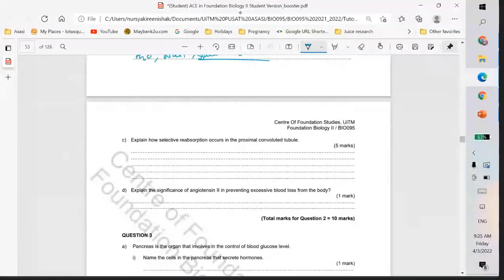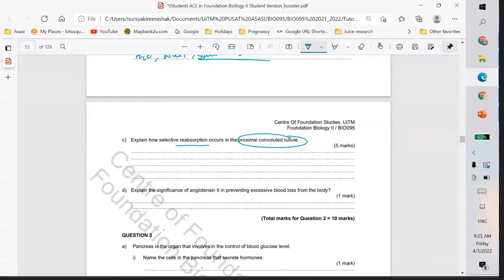For C, explain how selective reabsorption occurs in the convoluted tubule. When the filtrate leaves Bowman's capsule and enters the proximal convoluted tubule, the molecules in the filtrate are transported actively and passively into the peritubular capillaries.